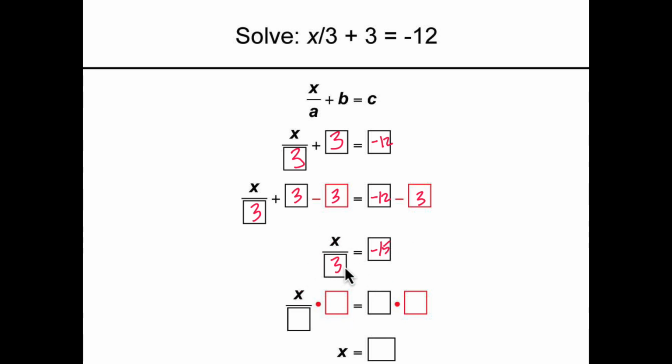This term involves division, which we can undo with multiplication. So we get x divided by 3 times 3 equals negative 15, also times 3. So we multiply both sides of the equation by 3. Simplifying, we get x is equal to negative 45.